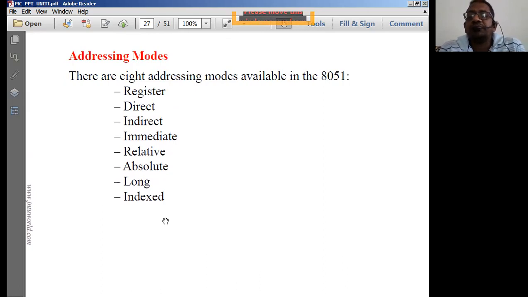There are so many types of instructions, such as logical instructions, arithmetic instructions, and memory transfer instructions. We'll discuss the instructions which perform various types of operations. Then we'll do a little bit of programming on the 8051 microcontroller.